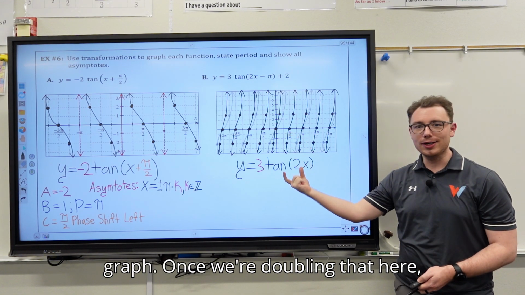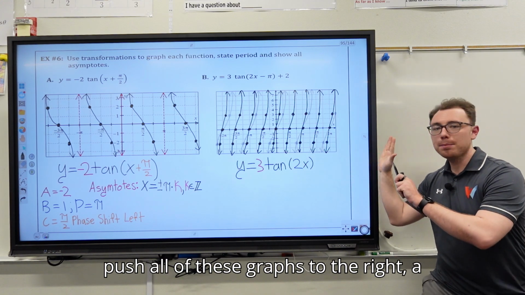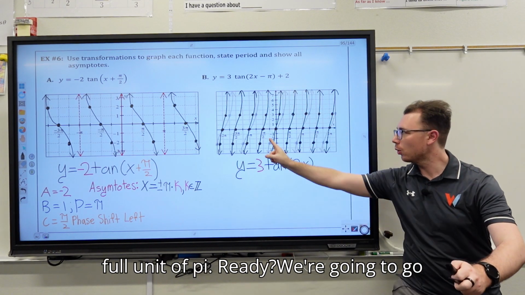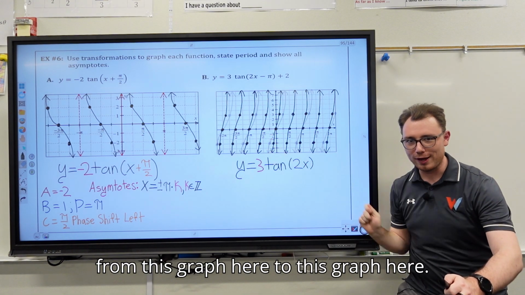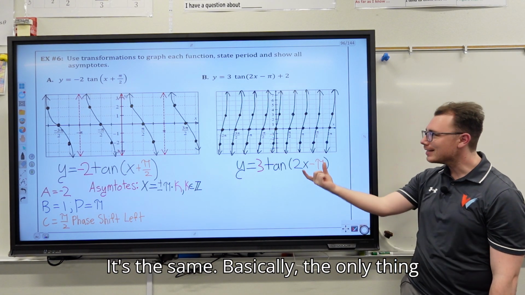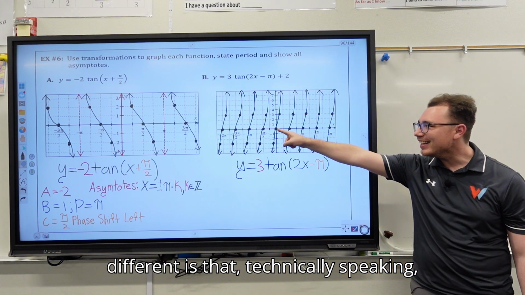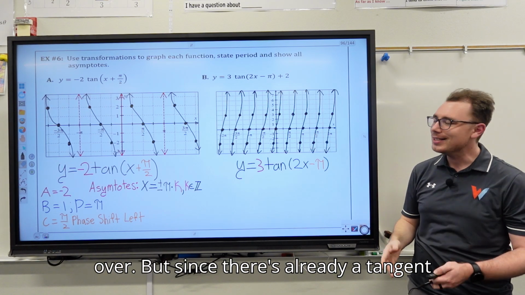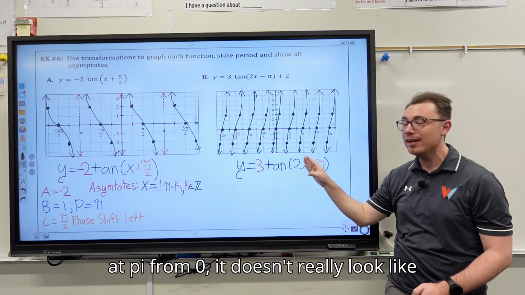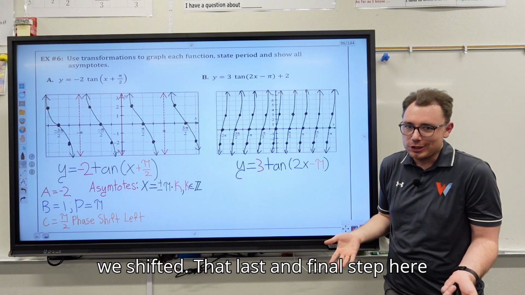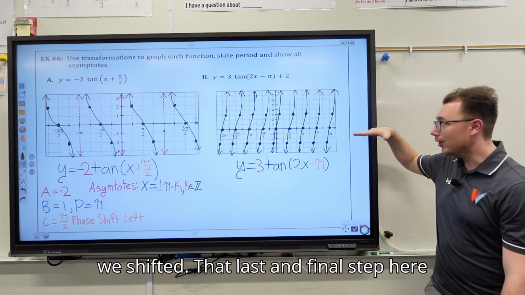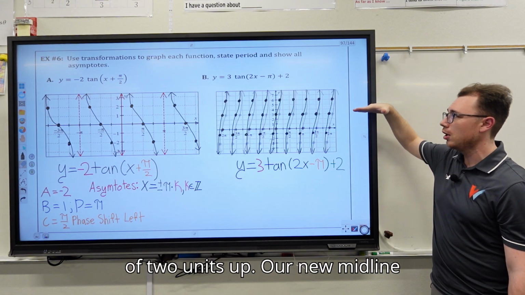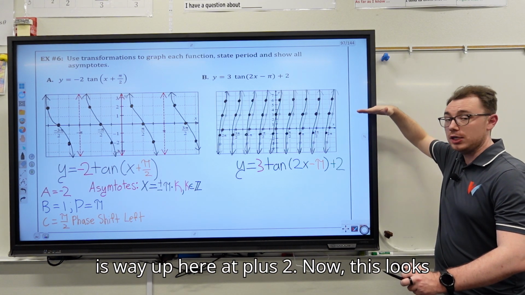Once we're doubling that here, notice this phase shift. I'm going to push all of these graphs to the right, a full unit of pi. Ready? We're going to go from this graph here to this graph here. It's the same. Basically, the only difference is that technically speaking, all of these points shifted a full pi over, but since there's already a tangent at pi from 0, it doesn't really look like we shifted. That last and final step here is to actually have a vertical shift of 2 units up. Our new midline is way up here at plus 2.